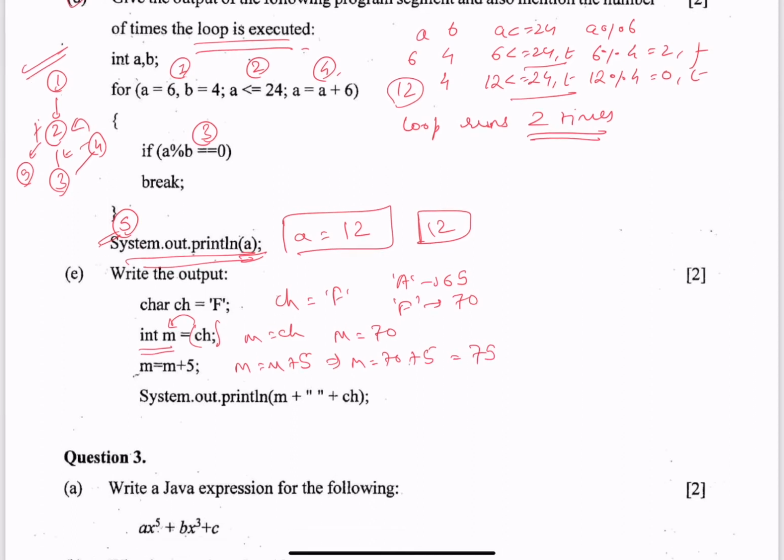And then we print m plus ch. So m is 75, ch is f. So this is what is printed. So this was the solution to question 2.